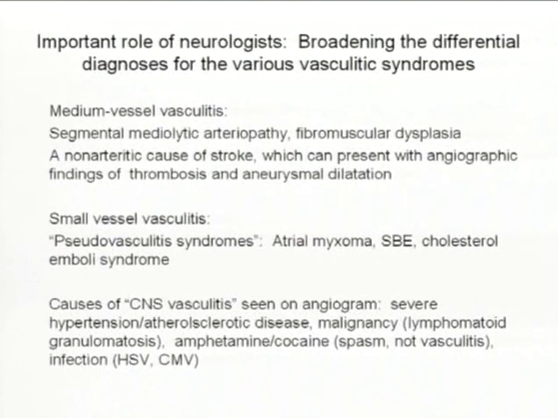Now again, why are they diagnosed with CNS vasculitis? Because angiographically they look the same. So someone with severe atherosclerotic disease can have an angiogram which looks like CNS vasculitis. Malignancy, especially this entity called lymphomatoid granulomatosis, which is a form of angiocentric lymphoma, can look like CNS vasculitis. Drug use, amphetamine and cocaine, also looks like vasculitis because it causes spasm of the vessels. And infections are another mimic of CNS vasculitis.